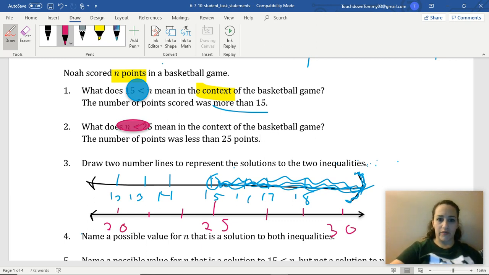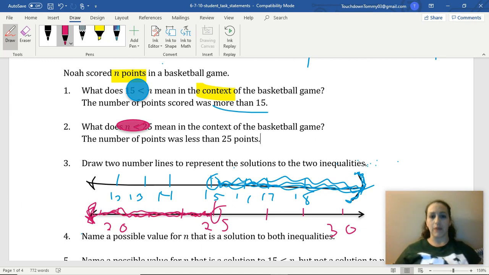I'm working with 25, so I'm going to put my circle at 25, my dot on that number line. I'm using an open dot because it's not saying less than or equal to. It's not including 25. So 25 wouldn't work here, but 24, 23, the number of points was less than 25. So 24, 23, 22, 21, 20, and so on. They could have scored 0. So anything below 25 would have worked, which is why I am shading the left side of that number line.